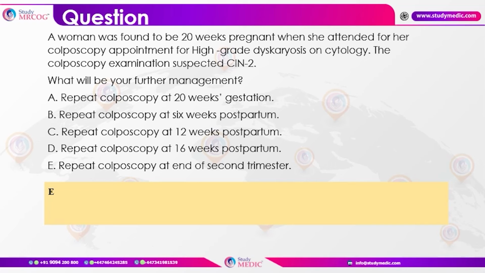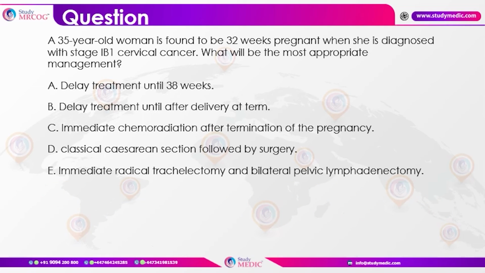So please remember there are two questions. One is pertaining to colposcopy, what will be your next management, and another is pertaining to cancer, what will be your management. So 32 weeks, stage 1B1 cervical cancer, what will be your next appropriate management? Because she is 32 weeks already, you need to wait. You may give her an injection of steroids and go for a definitive surgery, go for a classical cesarean section followed by surgery in the form of a radical hysterectomy and a bilateral pelvic nodal dissection.